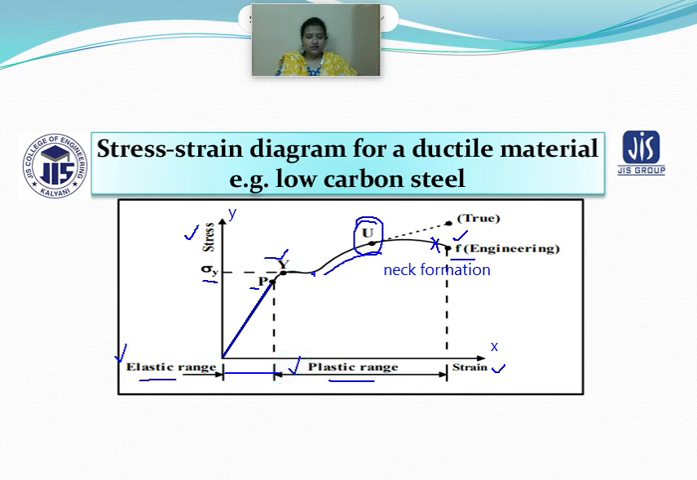So elastic range is, again I am repeating, if you remove the load within this particular range, it will regain its original position. But in case of plastic range, if you implement the load and then remove the load, it will not come to its initial position. That's why plastic range is also known as permanent deformation. So this is all about the content of your stress strain diagram for ductile material. Now let's move to the next slide.